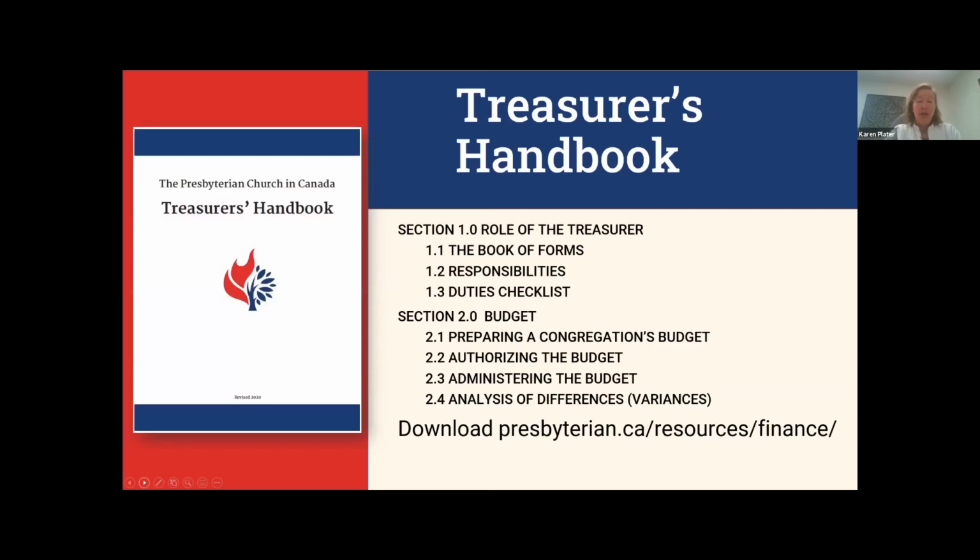There are also some resources that provide additional information for this webinar. Most of the information that we cover, you can find in the Treasurer's Handbook, which is online at presbyterian.ca/resources and finance. We're particularly looking at section 1 and section 2 today, the role of the treasurer and preparing budgets. But we actually have thrown in a bunch more information as well. Some of the other information for today came from the next slide.